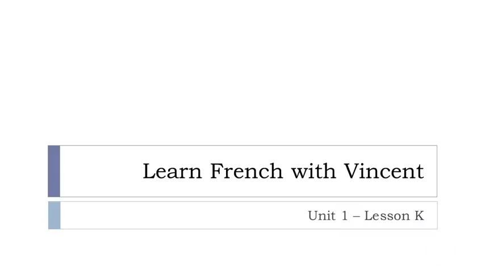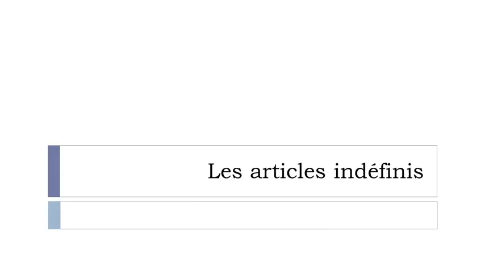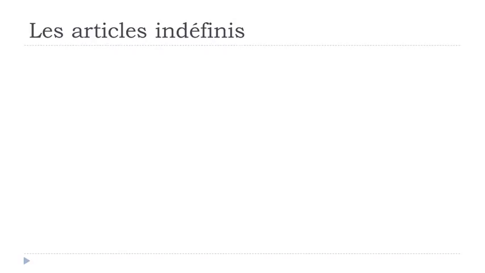Bonjour à tous, hi everyone and welcome to Learn French with Vincent, and this is Unité 1, leçon K. Okay, so let's see what we'll discover in this lesson together. We'll discover les articles indéfinis, so indefinite articles. So in English there is only one, a or an, okay, and in French we've got always the difference between the masculine form, the feminine form and the plural form, as we saw in the previous lesson.